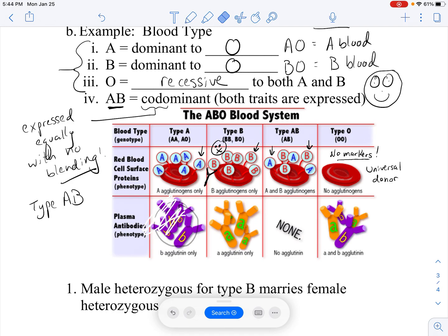So you make B antibodies if you have A blood. You make A antibodies if you have B blood. You don't make any antibodies against blood type if you have AB blood, which is pretty cool because if you have AB blood, you are called the universal receiver. You can receive A blood, B blood, and O blood. And again, O blood is the universal donor, but they have A and B antibodies. So they can only receive O blood if they have O blood.